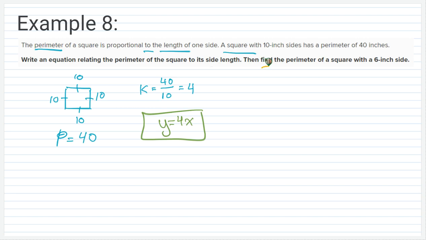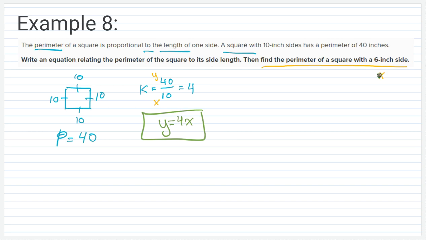Find the perimeter of a square with a 6-inch side. Well, our side length is represented by x, right? Because again, this is your y to x over here. So if you ever forget what's talking about what, especially in a question where they don't specifically say what y and x are representing, that order in which you divided tells you what your y value is and what your x values are referring to. So the side length is our x value.